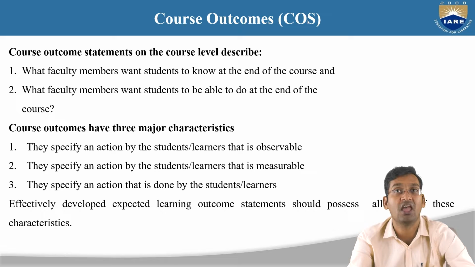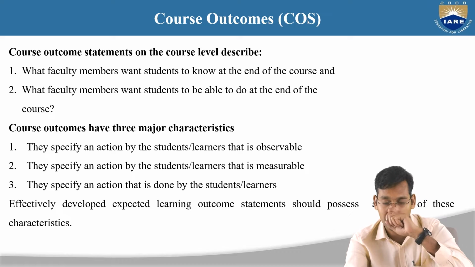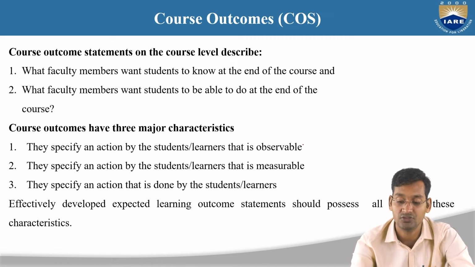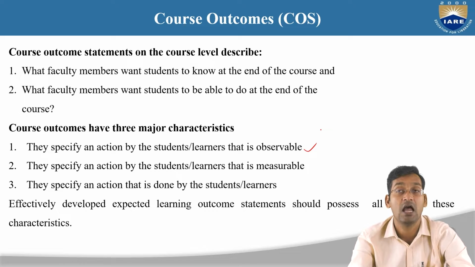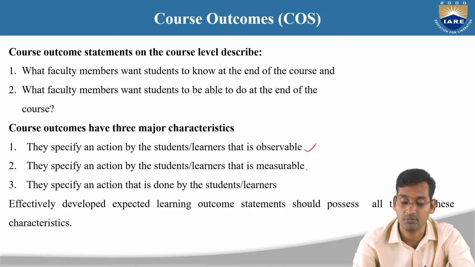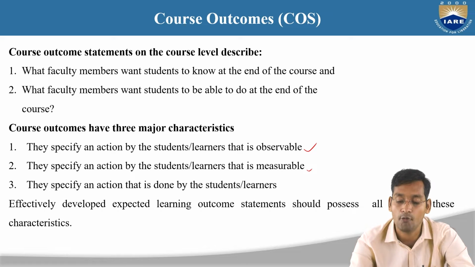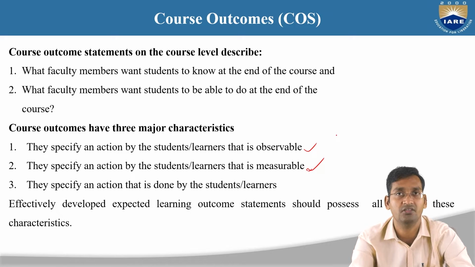Next, course outcomes have three major characteristics. So what characteristics are there? First, they specify an action by the student learner that is observable, meaning specify what action should be there and how the student will learn that is observable. So this is just for observing. Next, how much they learned is required to measure. So they specify an action by the student learner that is measurable, and how much they learned is measurable.